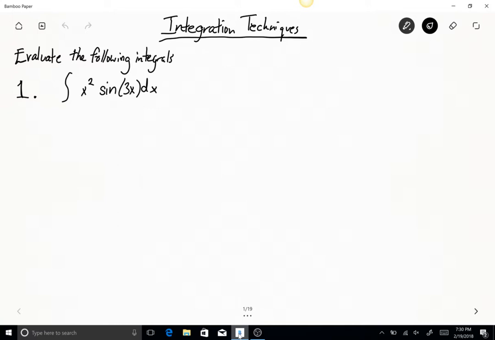Hi there folks, welcome to our review session for Calculus 2, the midterm coming up. We're going to be talking about integration techniques and some applications of integration tonight. So without further ado, I'm going to get started.